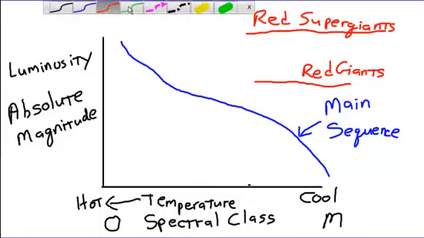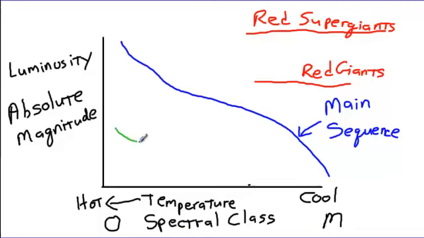But then below, we will see another type of star. Below the main sequence, we see some very, very hot stars that are very faint. And these are called the white dwarfs. And they're very, very faint. Why are they so faint?